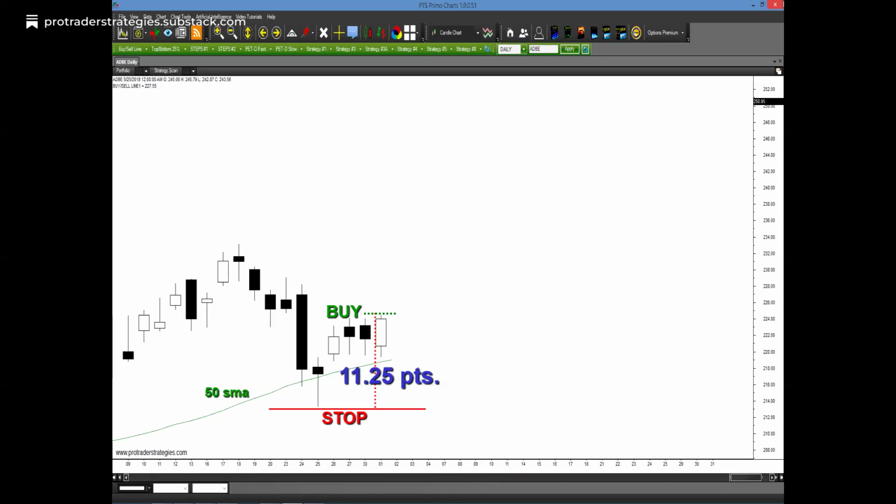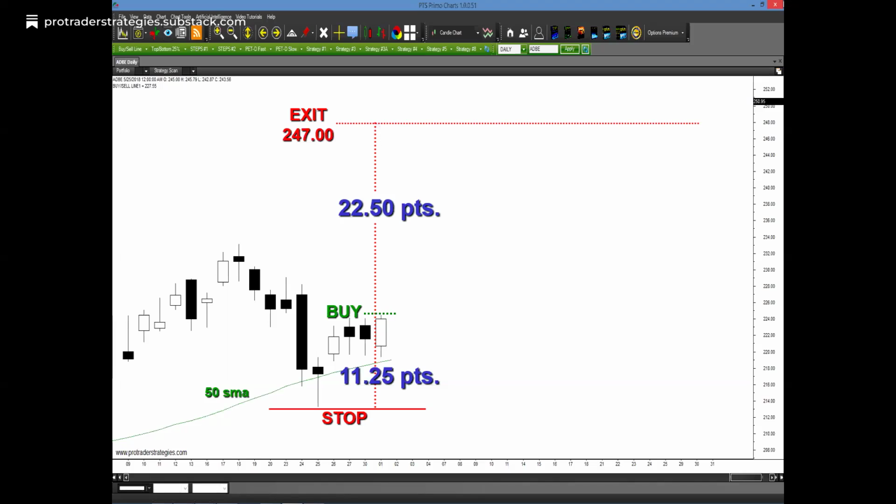So what you want to do is double that amount. All right, so 11.25 points, you want to double that from where you would be entering. And that comes up to 22.5 points. And that level is where you place your exit right here. And in this case, it would be at 247.